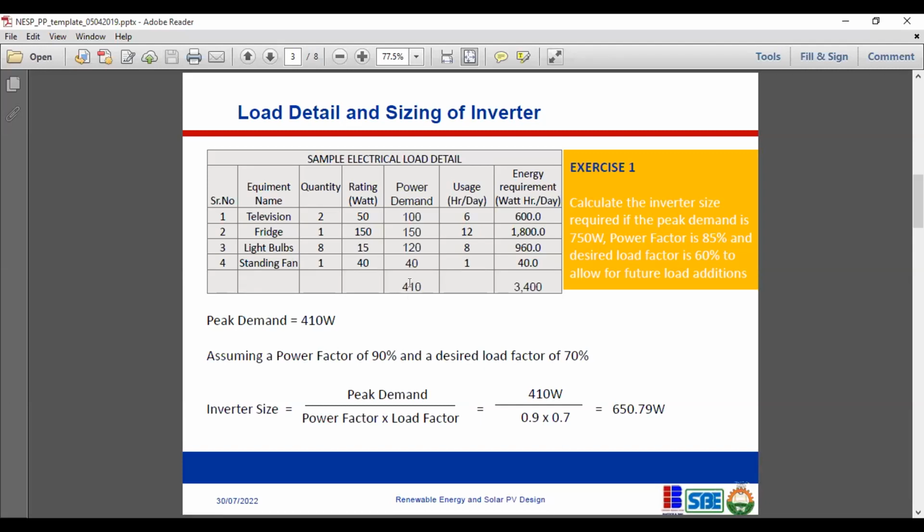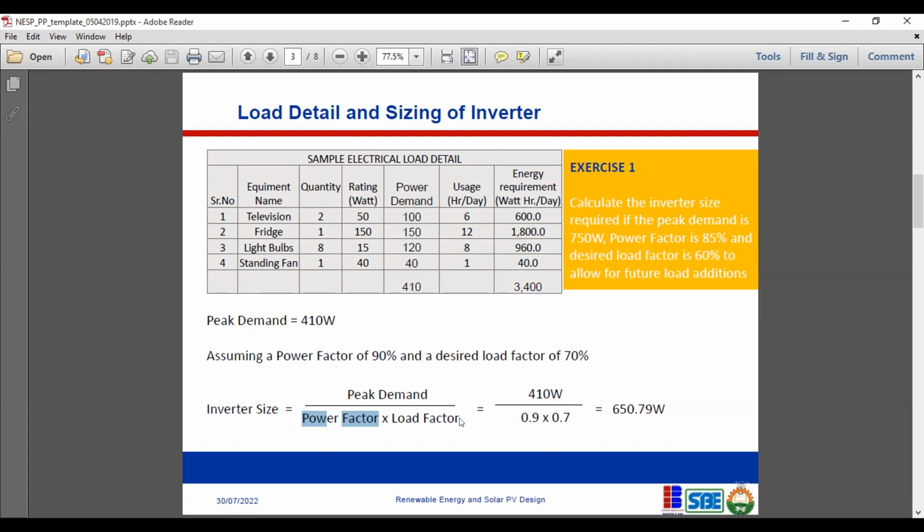But we cannot put 410. We need to put tolerance. So we divide this 410 by the load factor, not power factor. Please, this power factor should be deleted. I have deleted it in the PowerPoint that I was sharing initially. So it should be deleted. So it is load factor. You only divide it by the load factor. And once you divide it by the load factor, you get something. Let me do that division. 410 divided by... So when you do that division, you have 585.7. And that's the size of the inverter that you need.